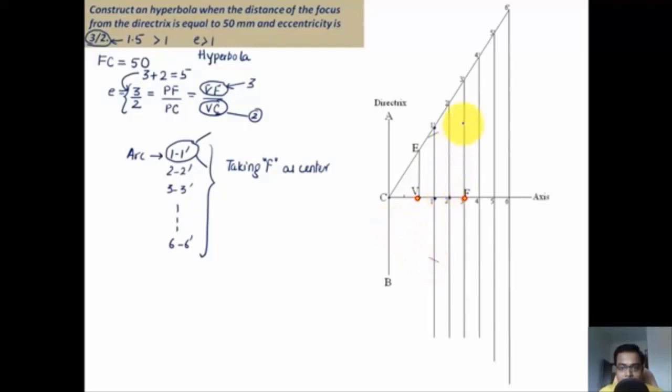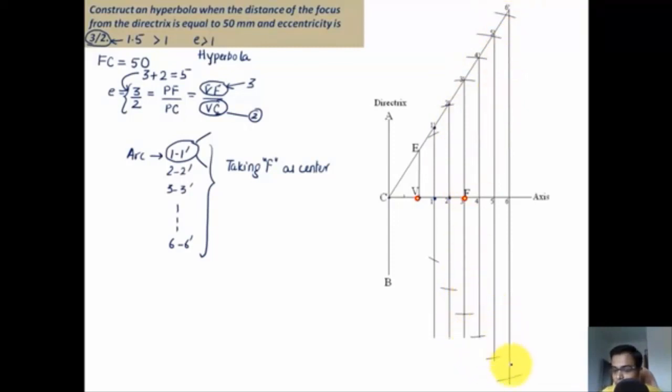It's that easy. Again, repeat the same process. Keep one leg of your compass at 2 dash, the other leg at 2, and with F as the center, put an arc above and an arc below. Now repeat the same process. With 3 dash, 3 as the radius, and F as the center, cut an arc above, cut an arc below. With 4 dash, 4 as the radius, and F as the center, cut an arc above and below. With 5 dash as the radius, and F as the center, cut an arc above and below. With 6 dash as the radius, and F as the center, cut an arc above and below.